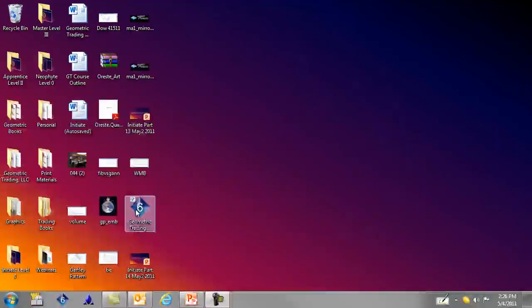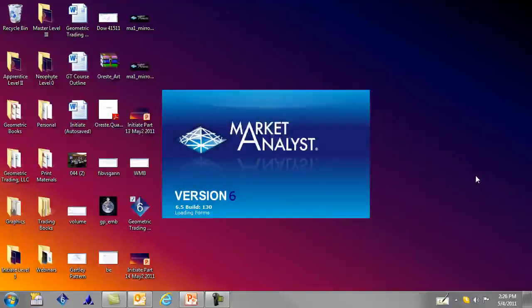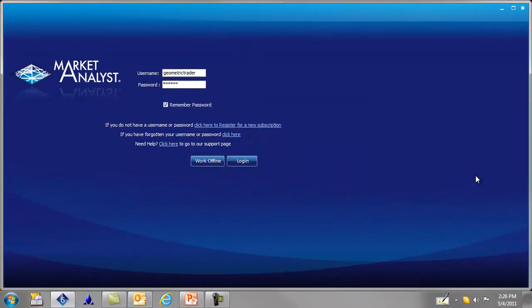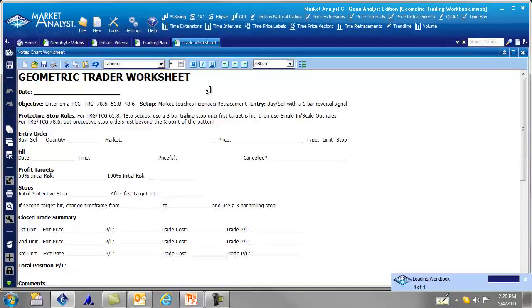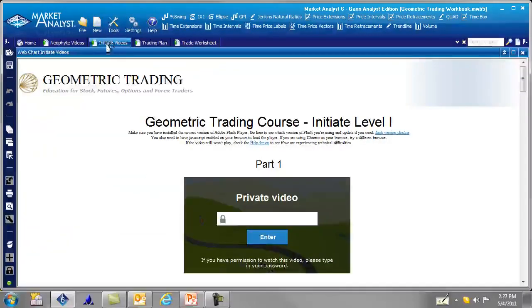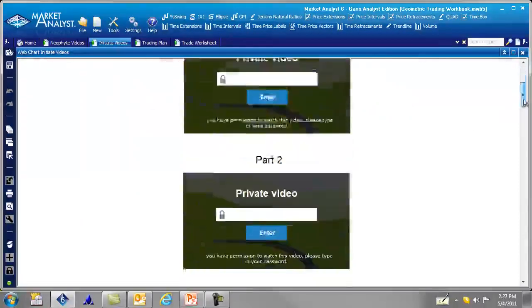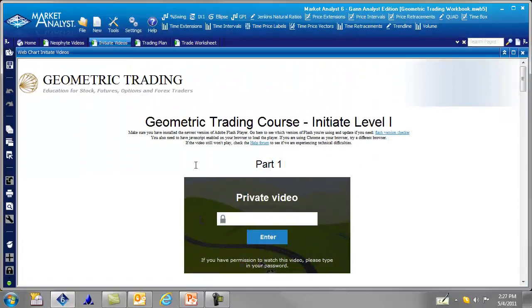So here I have the Geometric Traders Workbook on my desktop. Market Analyst isn't even open. I can simply double click this file here. It opens Market Analyst and it will open up that workbook for us. There we have it. Now in this workbook I've created a few pages. Up here, this tab, we've got the neophyte videos available here if you want to watch them. If you click this tab here, here are the initiate videos. So it's right there within Market Analyst. You don't have to open up another browser.